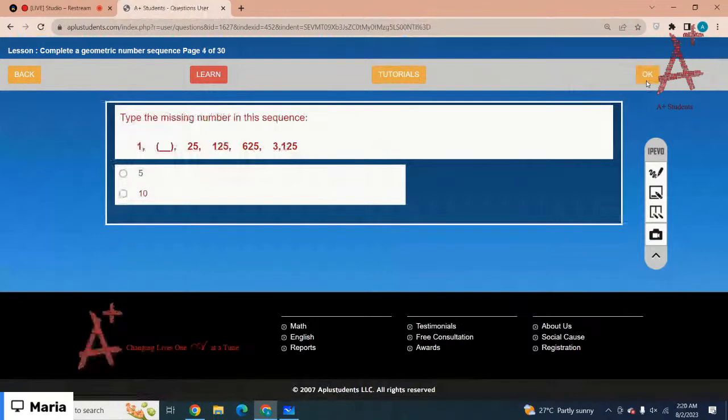Yes, very good. That would be 5, because every next number is the multiple of 5. You can multiply the previous one by 5 to get the new number. So the missing one would be 5. You can see 25 times 5 is 125. 125 times 5 is 625.